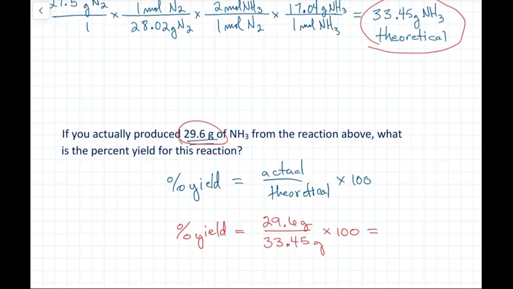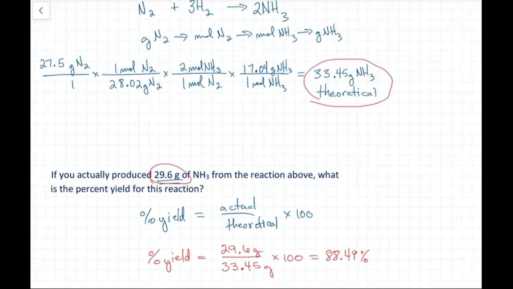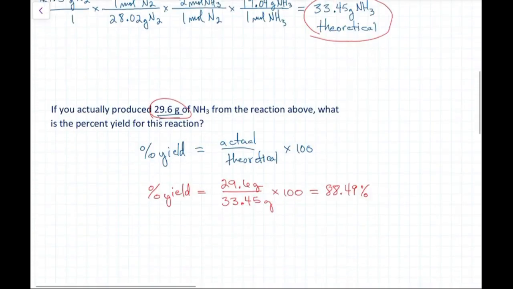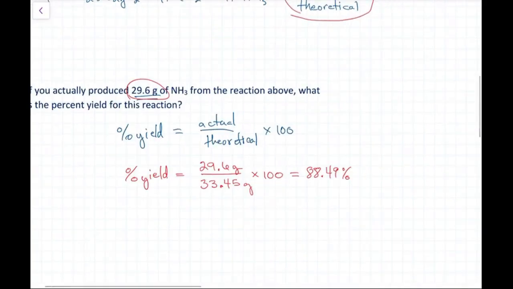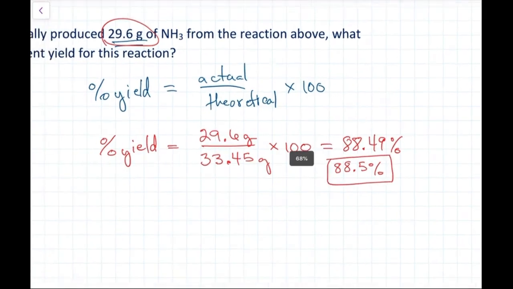Okay, so I got 88.49%. And if I look back at all of the measured values, 29.6 and going up above, 27.5, those all have 3 sig figs. So I'm going to go ahead and round this to 88.5%. Okay, let's do one more problem.